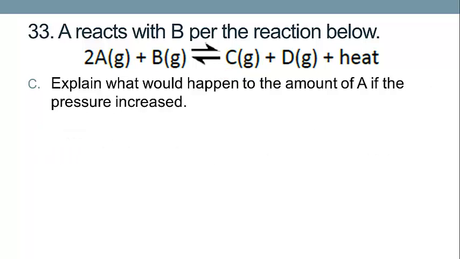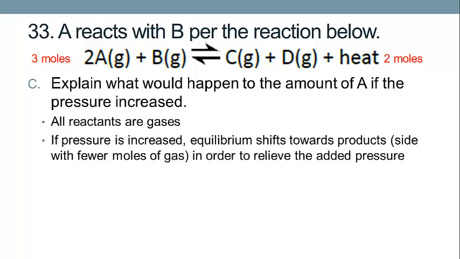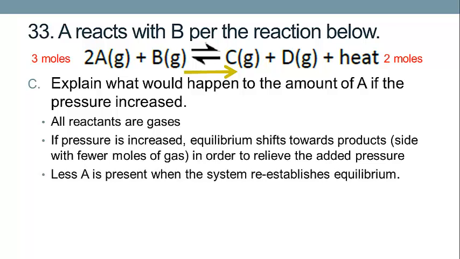What would happen to the amount of A if the pressure were increased? So pressure only affects gases, and all of my reactants are gases. So on my reactant side, I have 3 moles, and on my product side, I have 2 moles. So if I increase the pressure, equilibrium is going to shift towards the products, which is the side with fewer moles of gas. So we need to relieve the added pressure. So since I'm shifting towards products, I'm speeding up my forward reaction, and there will be less A present whenever we reestablish equilibrium.